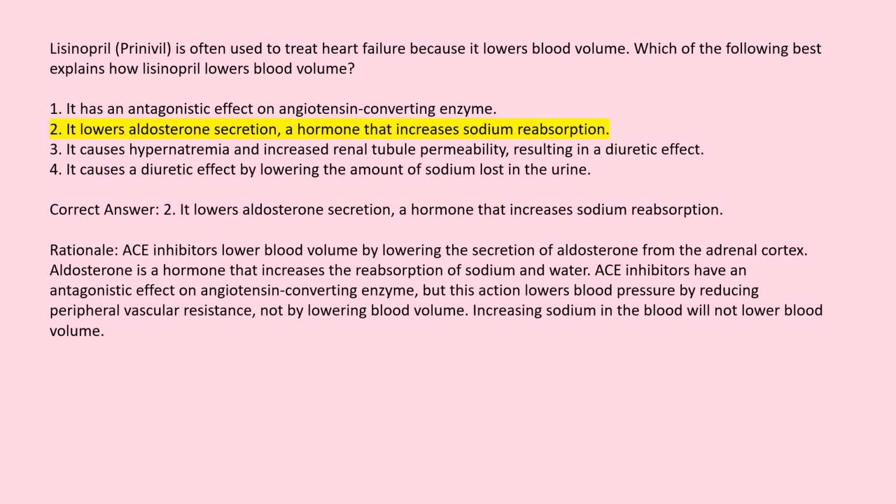Correct answer. 2. It lowers aldosterone secretion, a hormone that increases sodium reabsorption. Rationale. ACE inhibitors lower blood volume by lowering the secretion of aldosterone from the adrenal cortex. Aldosterone is a hormone that increases the reabsorption of sodium and water. ACE inhibitors have an antagonistic effect on angiotensin-converting enzyme, but this action lowers blood pressure by reducing peripheral vascular resistance, not by lowering blood volume. Increasing sodium in the blood will not lower blood volume.